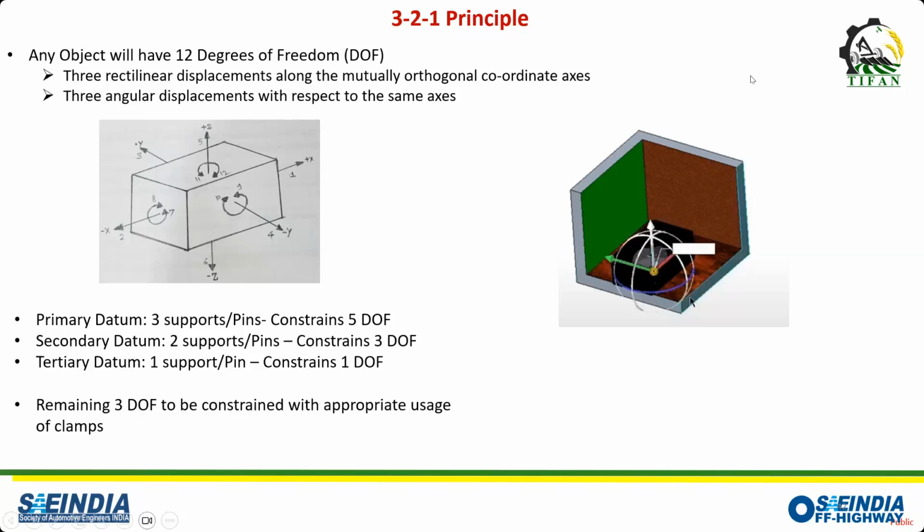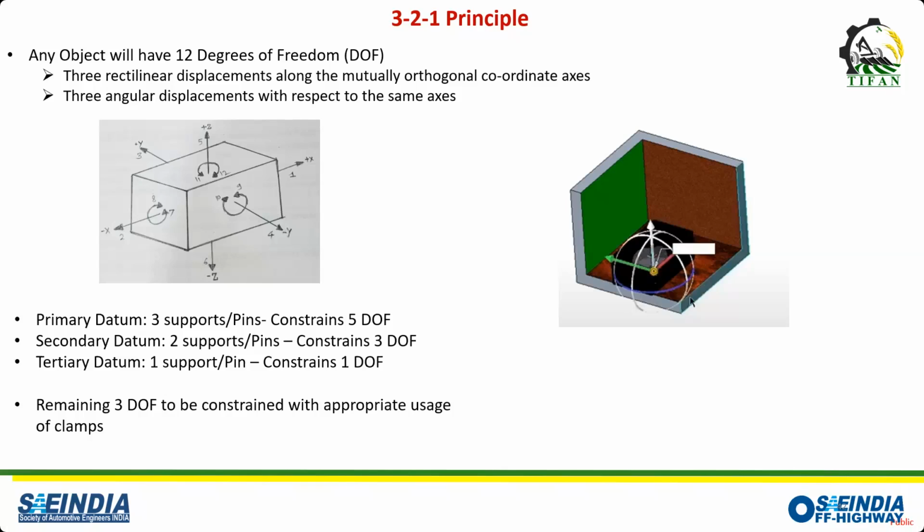In order to manufacture any part, it is important to make sure we are constraining all those degrees of freedom, so that whatever the operation, be it machining, welding, or assembling that part into a bigger assembly, we can hold it together. For that we need to constrain all 12 degrees of freedom. In the 3-2-1 principle, we define three datums and support them with three, two and one supports or pins respectively. For the primary datum, we consider a larger surface area of the part or subassembly being manufactured and put in three support pins, and that will constrain 5 degrees of freedom. I'll explain how in the subsequent slide.